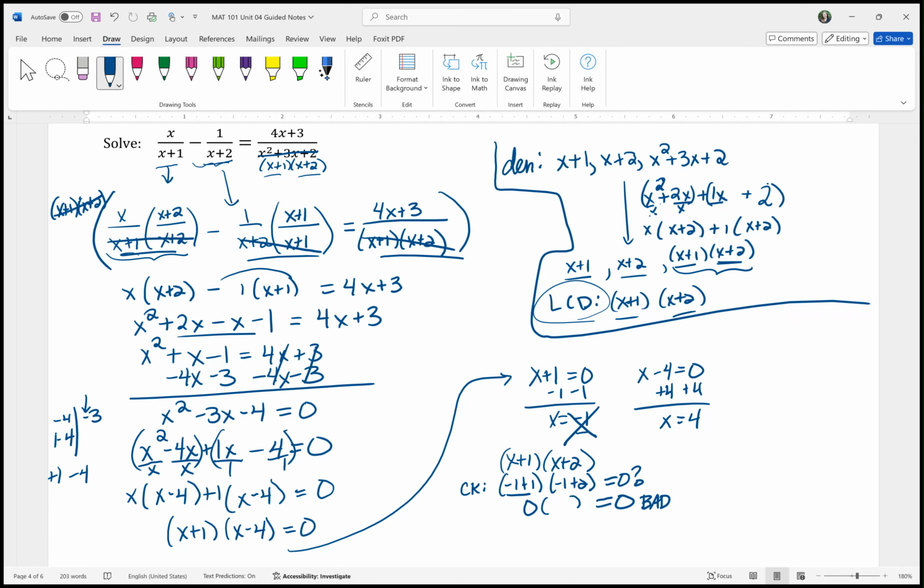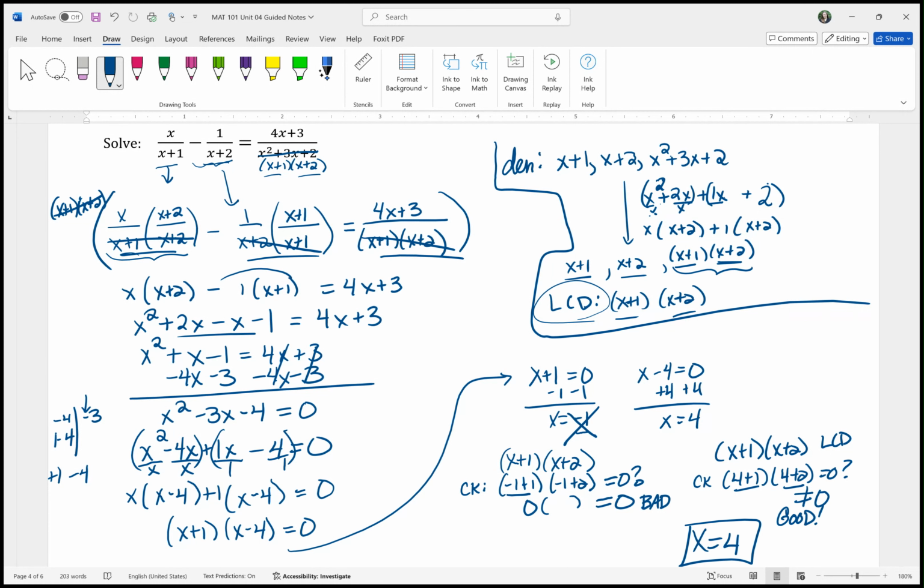So let's check 4, okay? So going back to our LCD here. This is our LCD that we're using: x plus 1, x plus 2, and we're substituting in 4. So our check would be 4 plus 1, 4 plus 2. Does that equal 0? No, because that's not going to equal 0, and that doesn't equal 0. So this does not equal 0. That is good. That means x equals 4 is a solution, and so you have 4 as the answer.